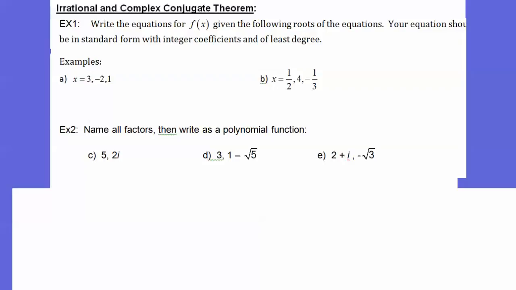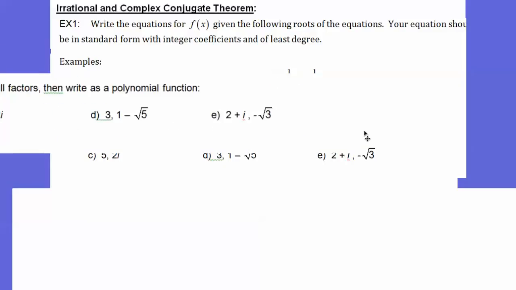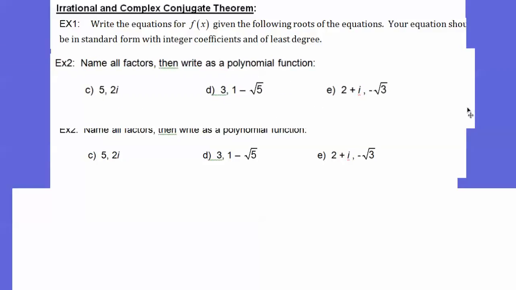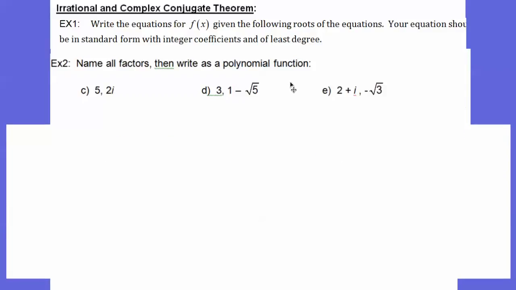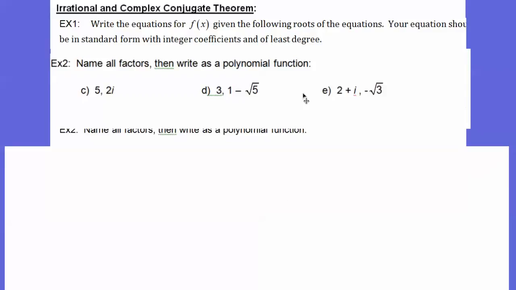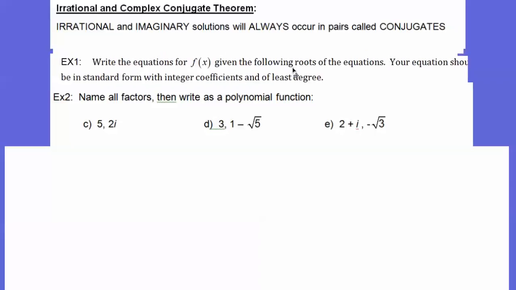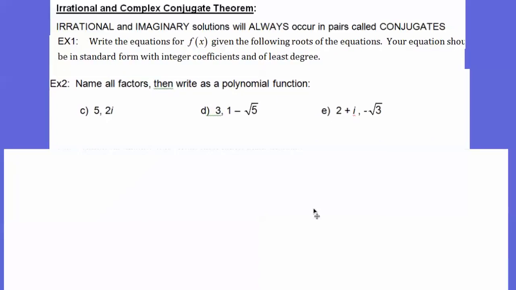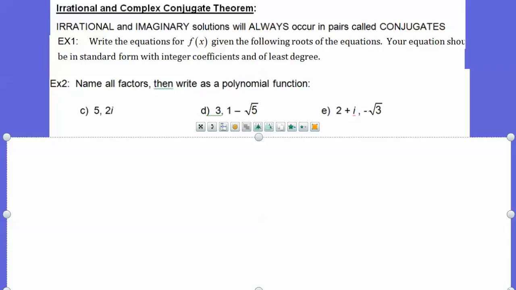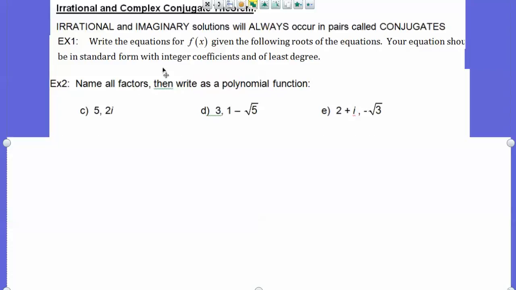However, what we have to remember is that when we are dealing with imaginary answers, these pieces always come in pairs. We have to remember this. So I'm kind of just rearranging this page so as to allow for us to see this. All right. So irrational and imaginary solutions always come in pairs, or called conjugates.